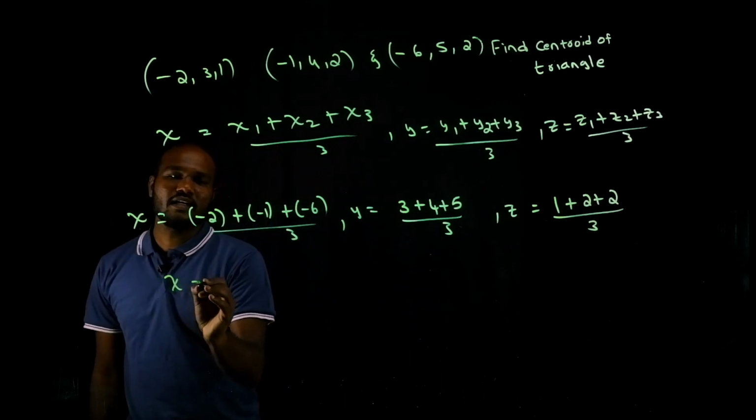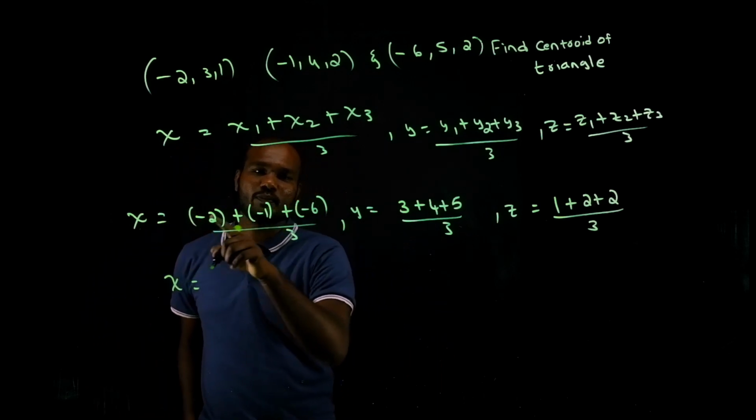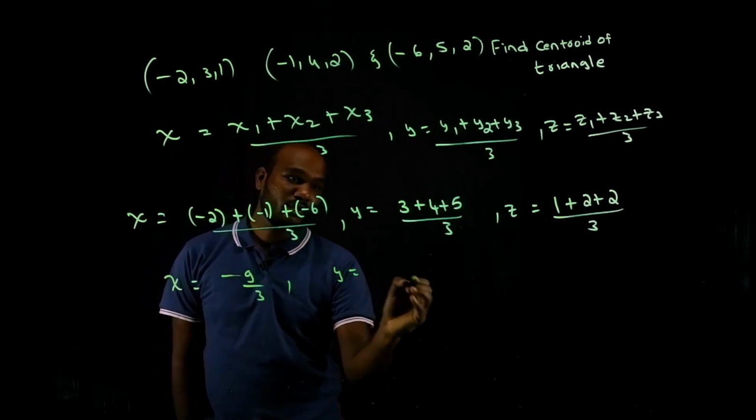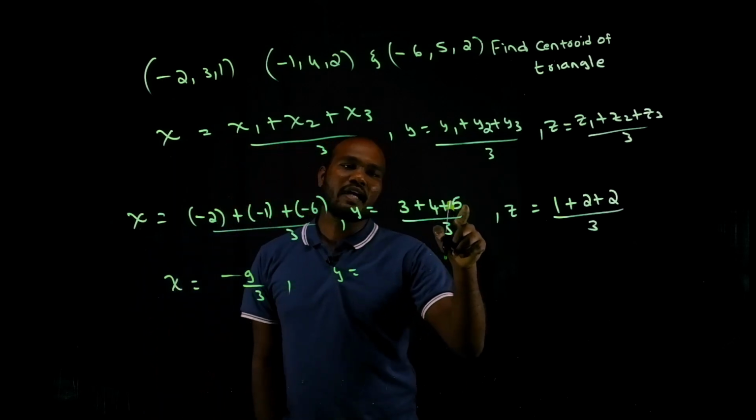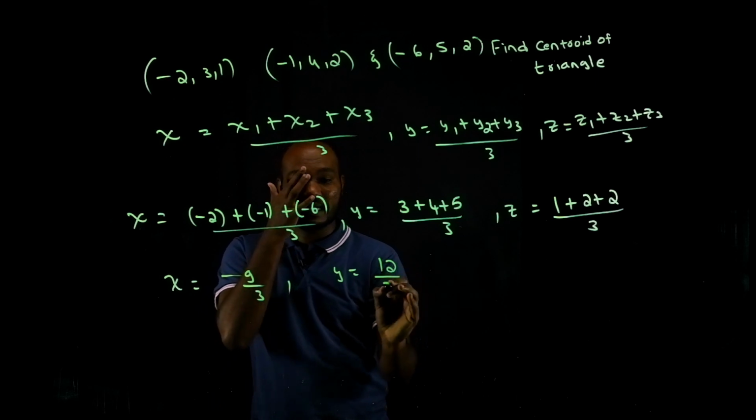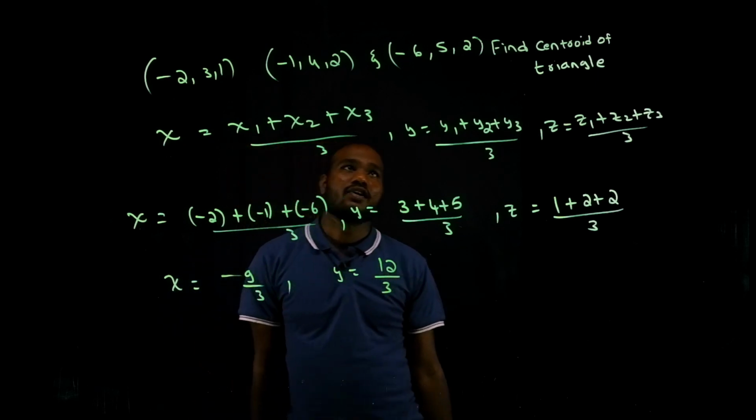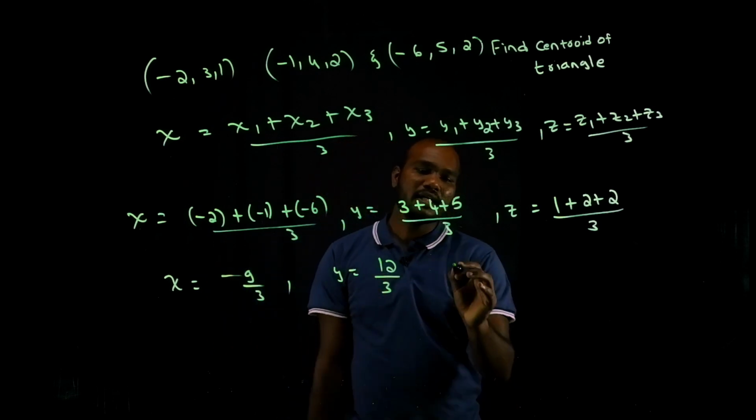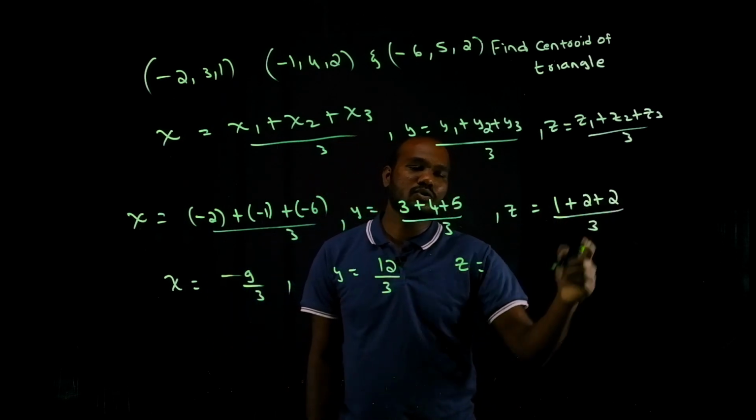So we get the x value as minus 2 minus 1, that is how much? Minus 3, minus 6, right? Minus 9 divided by 3. And to find the y value, how much is that? 5 plus 4 is 9, 9 plus 3 is 12. 12 by 3. Is that correct? Yes or no? Minus 9 by 3. 12 by 3. And to find the z value, 1 plus 2 plus 2, how much is that?